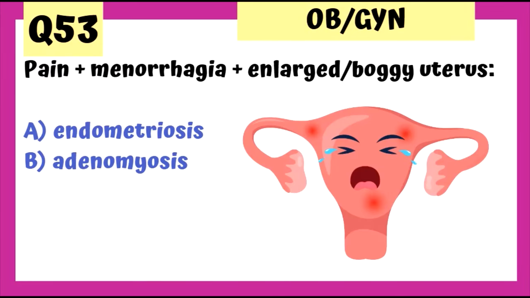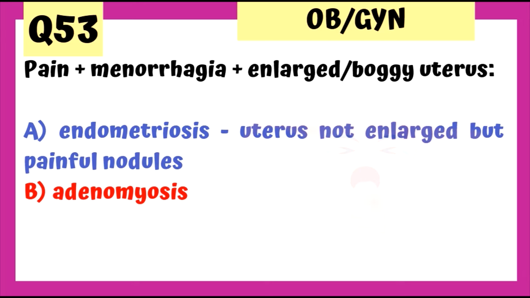Question 53. Pain, menorrhagia, and an enlarged boggy uterus are seen in adenomyosis, where we see endometrial tissue in the myometrium. In endometriosis, we don't see an enlarged uterus. That we'll see in adenomyosis.